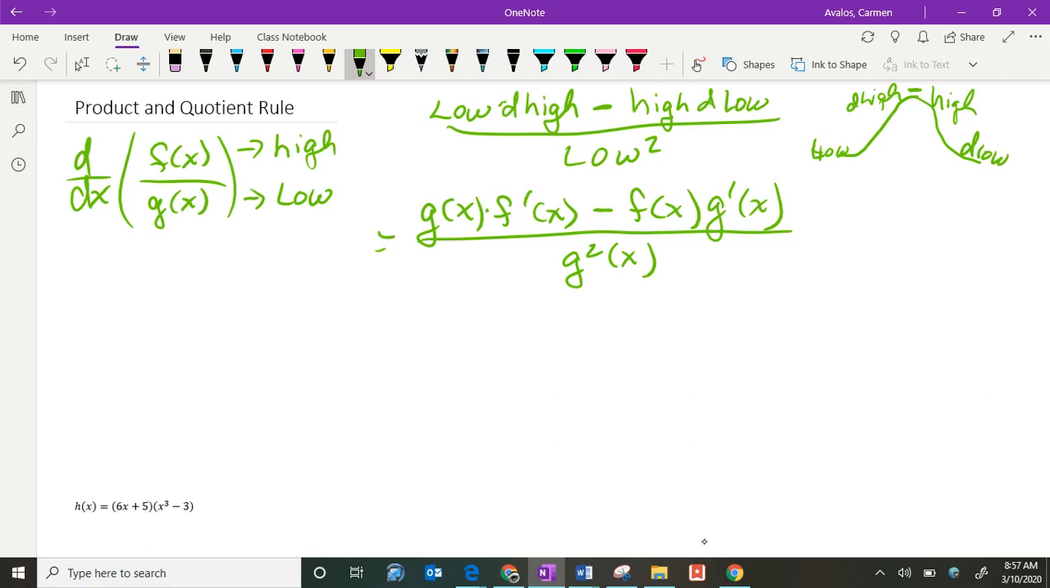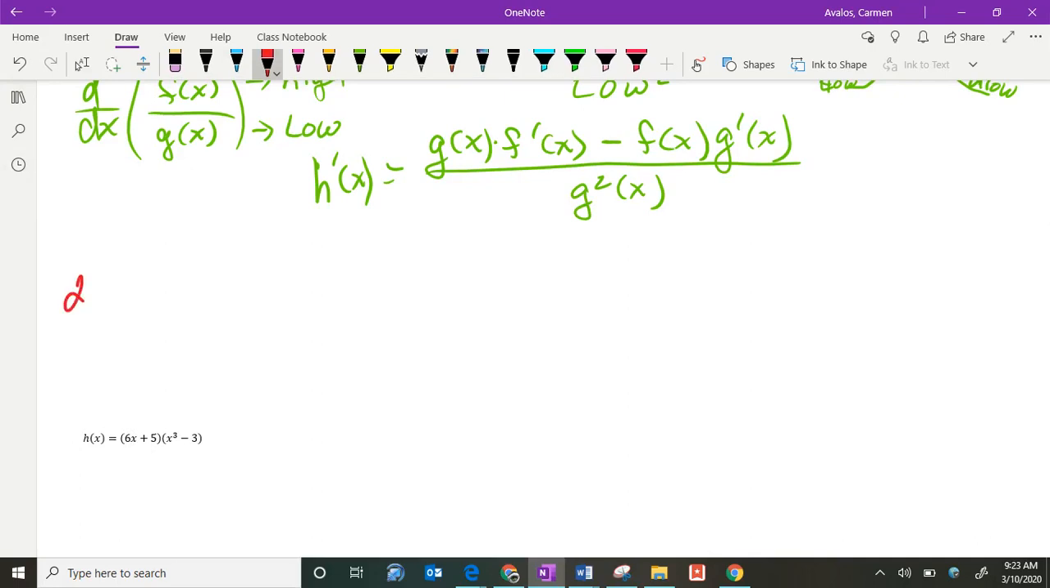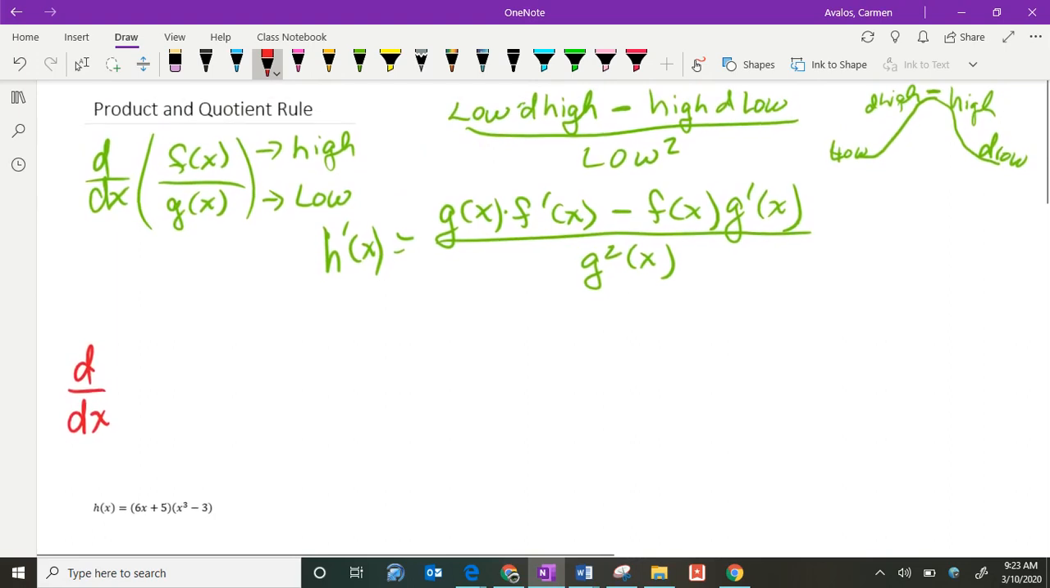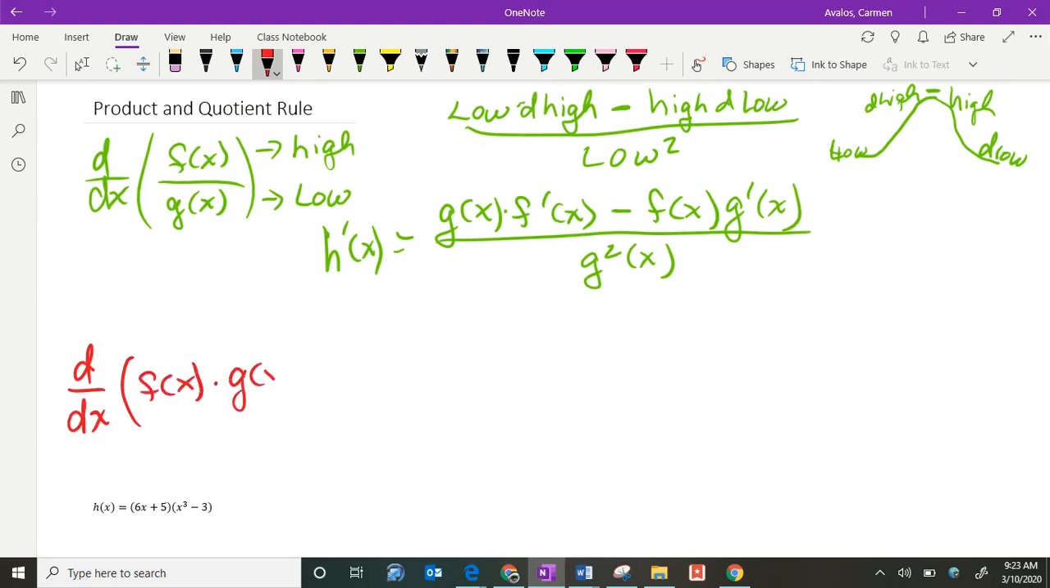So that would be your derivative of h of x if that's what we were looking at. Do you have to remember this? No. Can you remember this? Yes. And if you remember this, if you put it in this order, the product rule is going to be the same. So when we take the derivative of a product, we are going to do f of x times g of x. That's two functions we're multiplying together.